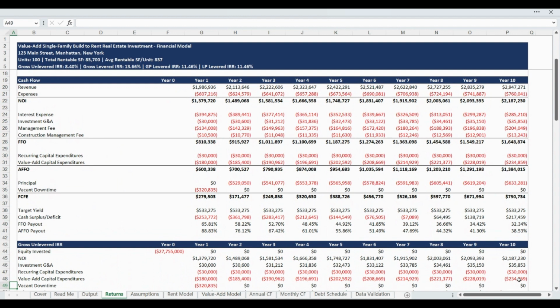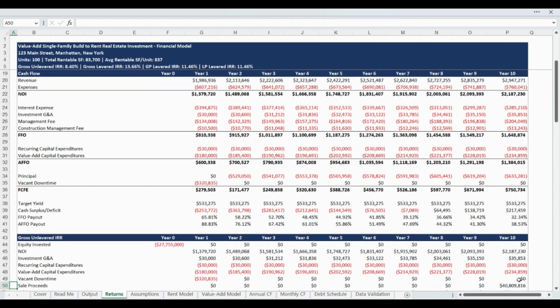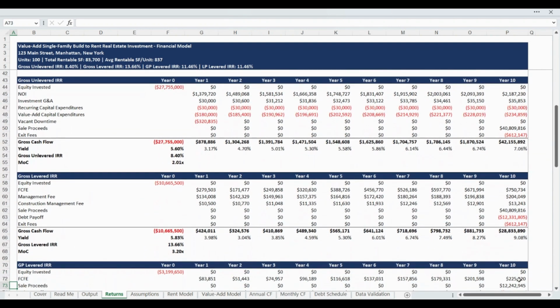The section below the pro forma cash flow includes calculation of the yield in dollar terms, the cash surplus or deficit, as well as the funds from operations and adjusted funds from operations payout ratio. Now that we have the pro forma cash flow and free cash flow to equity, the deal level gross unlevered and levered returns are detailed. Each return table shows the levered and unlevered net cash flow, yield, IRR, and multiple of capital.